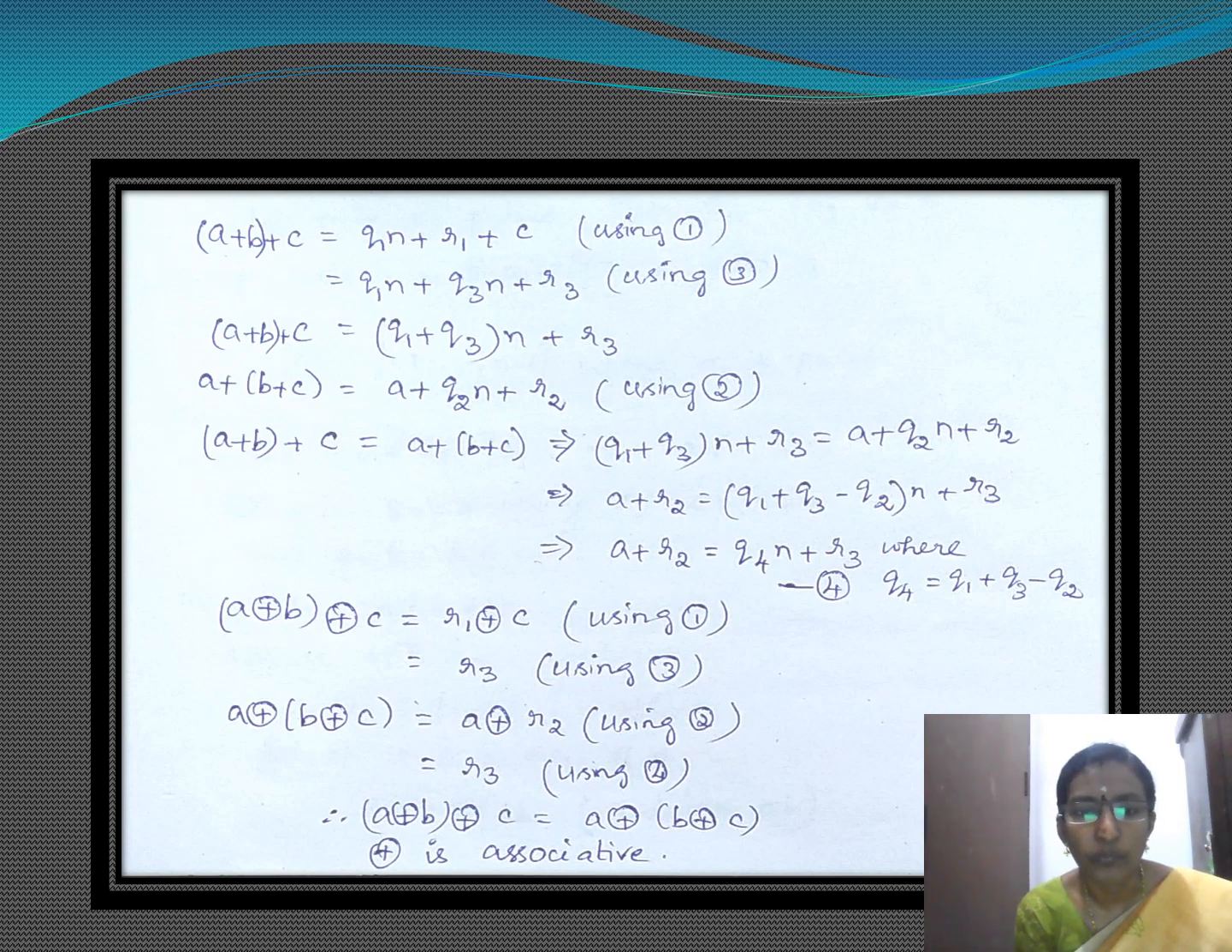Therefore, (a ⊕ b) ⊕ c is equal to r1 ⊕ c, which is equal to r3. Likewise, a ⊕ (b ⊕ c) is equal to a ⊕ r2, which is equal to r3. Therefore, (a ⊕ b) ⊕ c equals a ⊕ (b ⊕ c). Hence, ⊕ is associative.